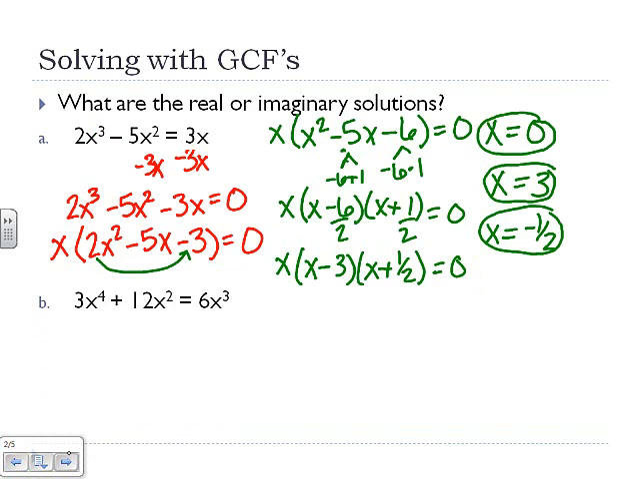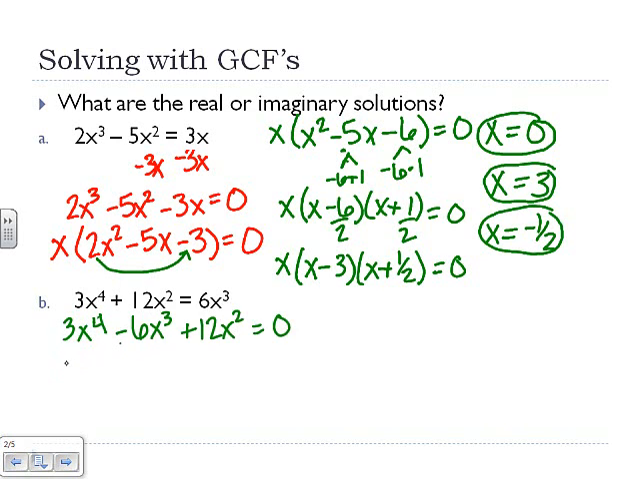Here's another one. I would like for you to try this one. Pause the video, find the GCF, replay when you are ready to see the answer. So for this one, once again, you need to get it equal to 0. So we have 3x to the 4th, minus 6x cubed, plus 12x squared equals 0. Make sure that they always go in order from highest power down to lowest power. So it goes from 4 to 3 to 2.